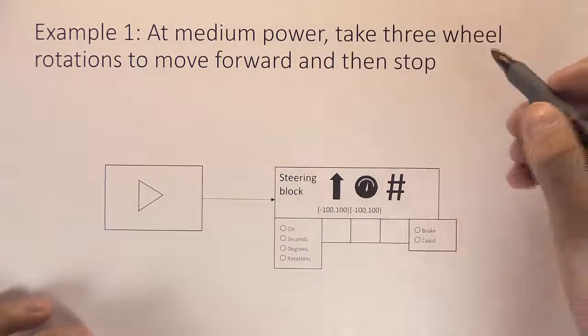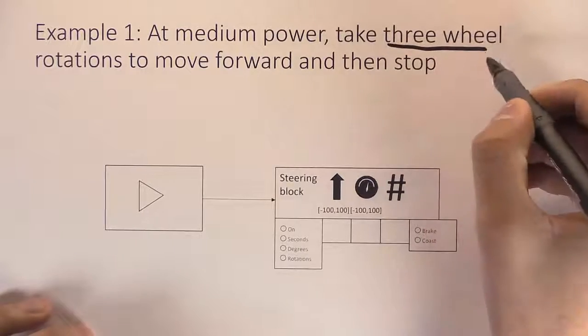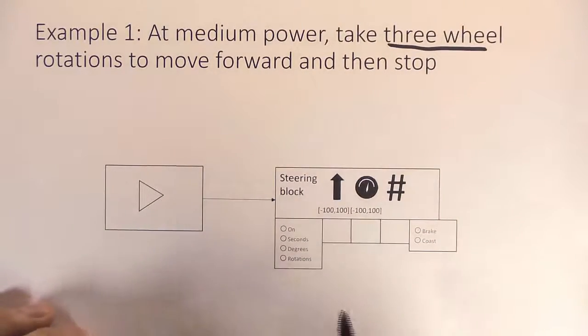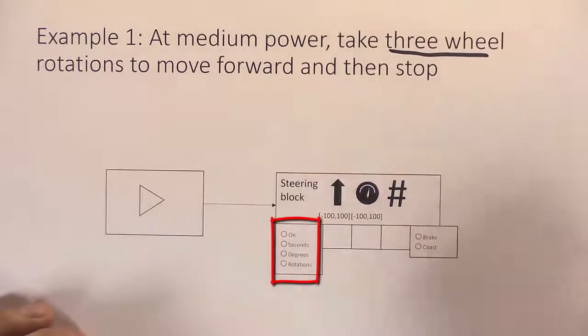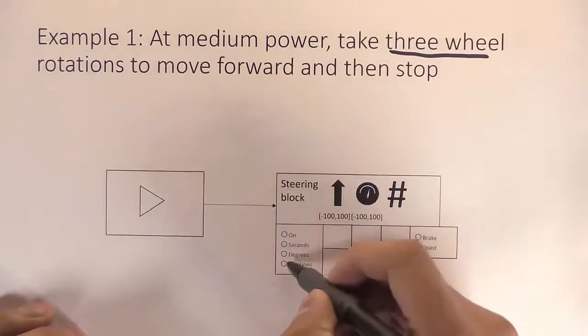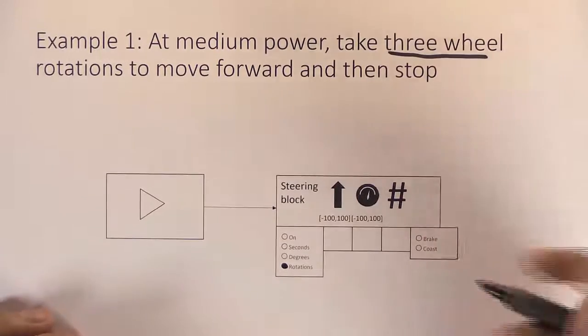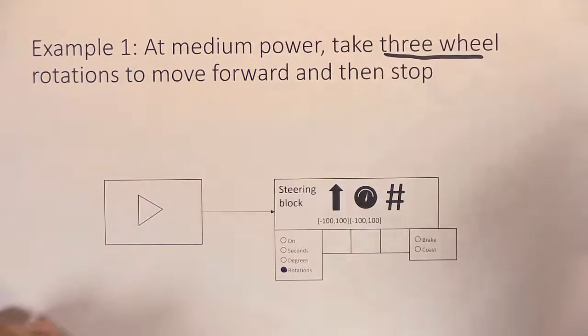As we can see here, we want 3 wheel rotations, so that means that we will simply set the steering block to operate in units of rotations. So we can simply do that by imagining pushing the rotations button, right?